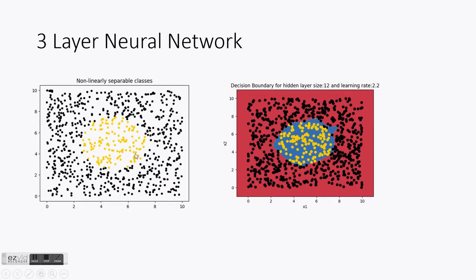I took another data set I finally created, where all the values within an inner circle are 1, and all the values outside it are 0. I used a hidden layer size of 12 activation units, just one hidden layer, and a learning rate of 2.2, and I get this nice non-linear boundary which is able to separate them. And this is an implementation in Python.